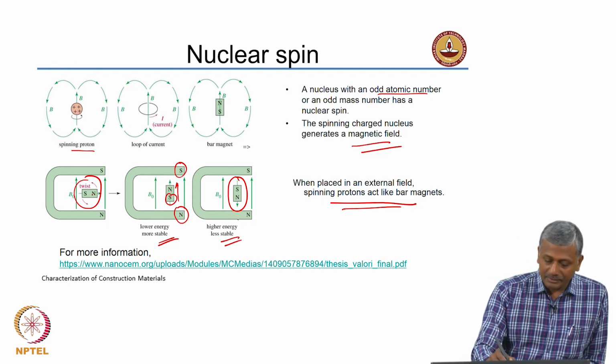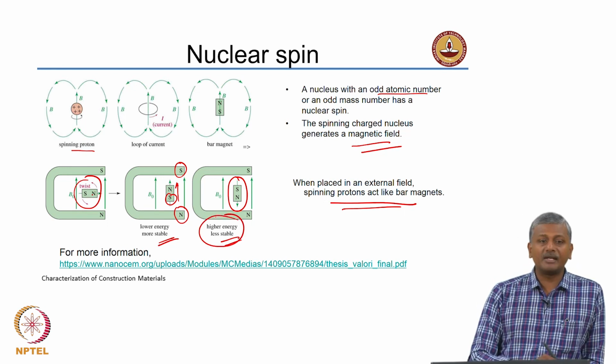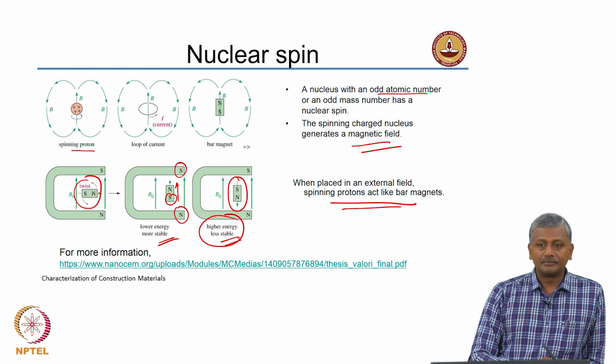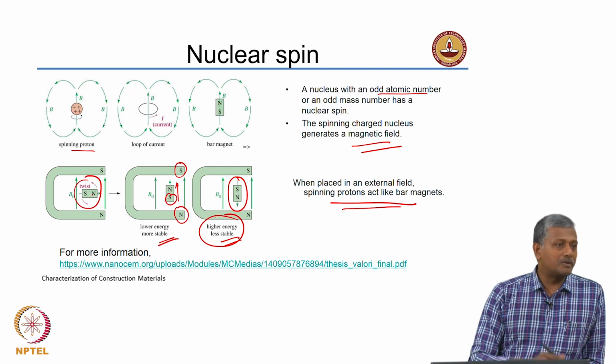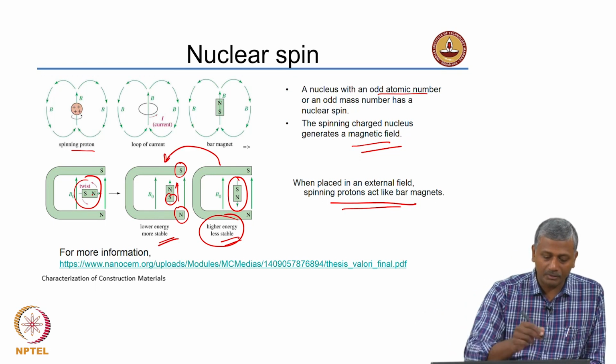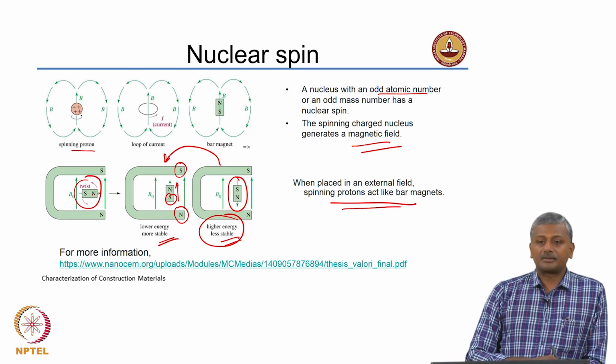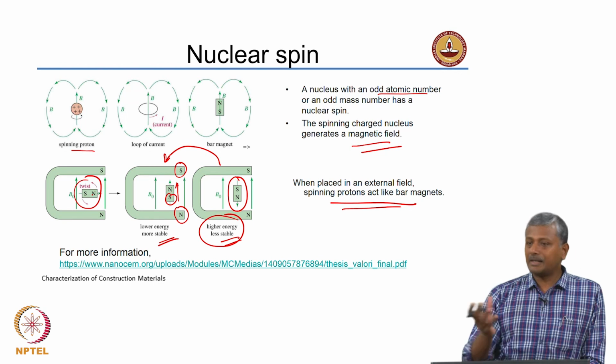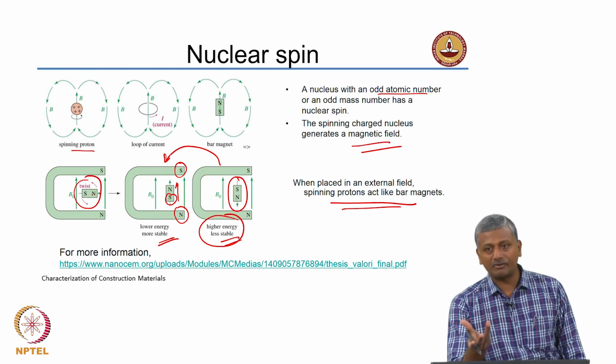To make this stable, what needs to happen now? Radiation needs to be emitted, some energy needs to be lost to the surroundings to bring it back to the stable state, okay, and that emission is in the radio frequency range.